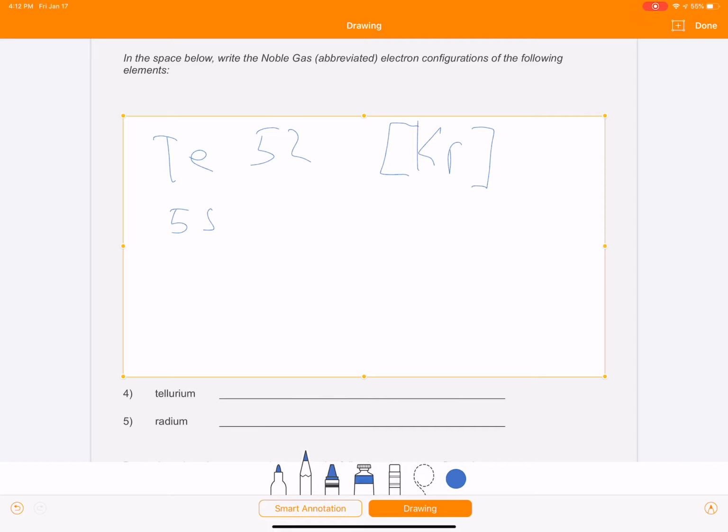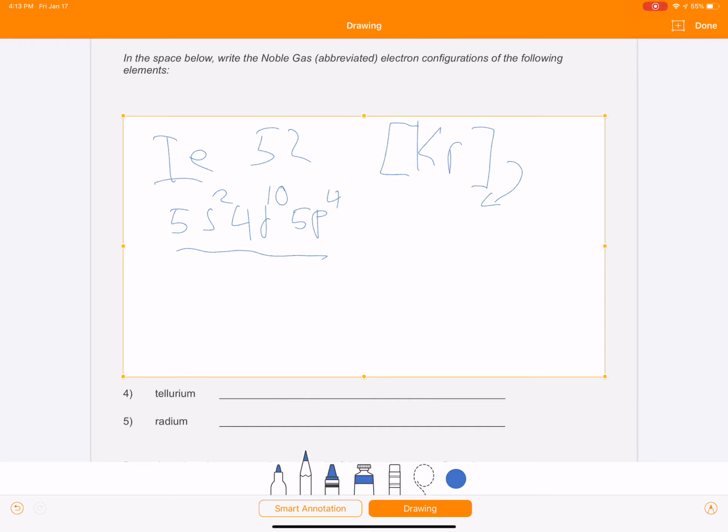Now we're going to fill it up. We're at strontium now. We're going to fill up our 5s subshell. Then we're going to the 4d column, so we're going to fill up 4d10, the row. Then we reach our 5p row, but tellurium is the fourth one in, so it's just 5p4. So notice it's just the electron configuration after krypton for tellurium. It's not the whole thing. It's just after the noble gas.